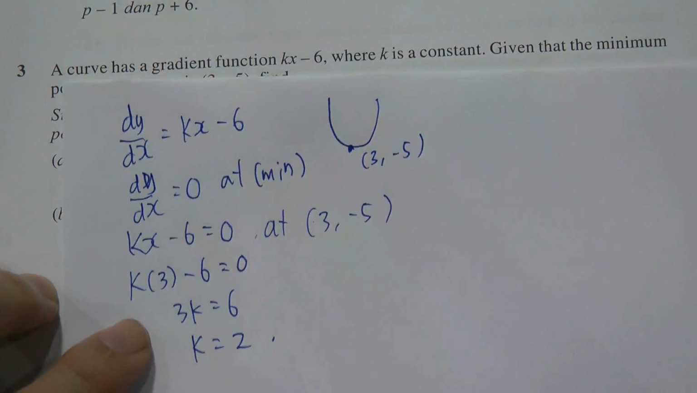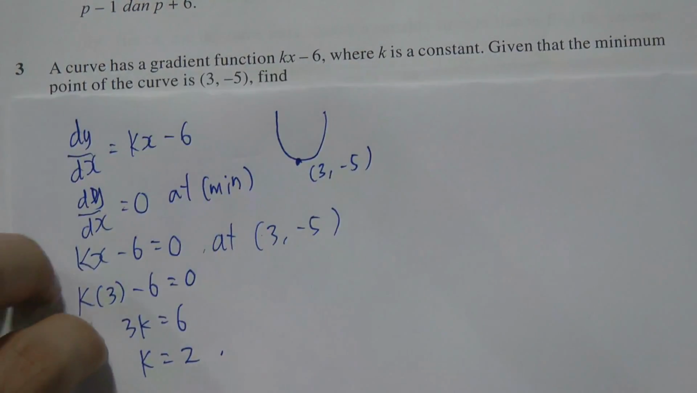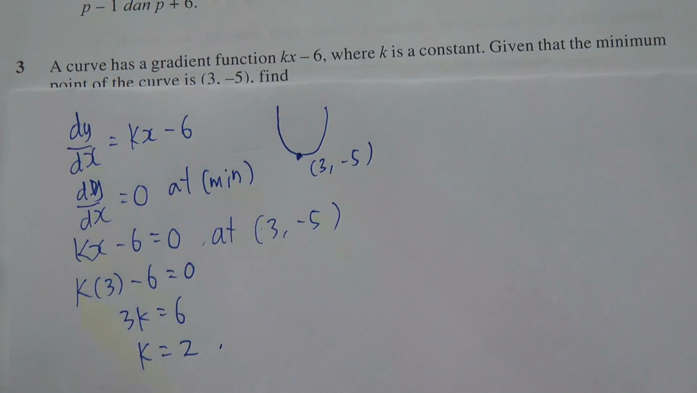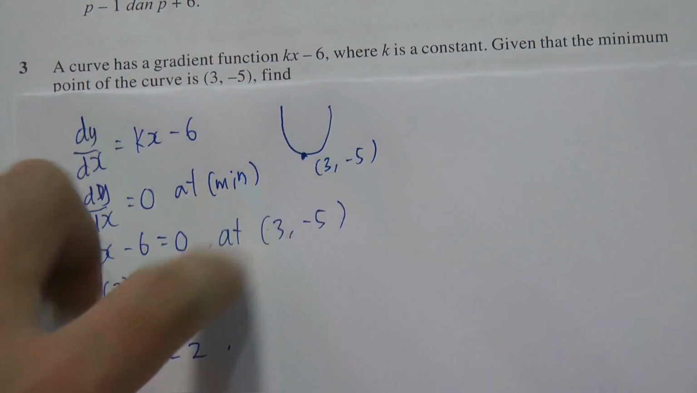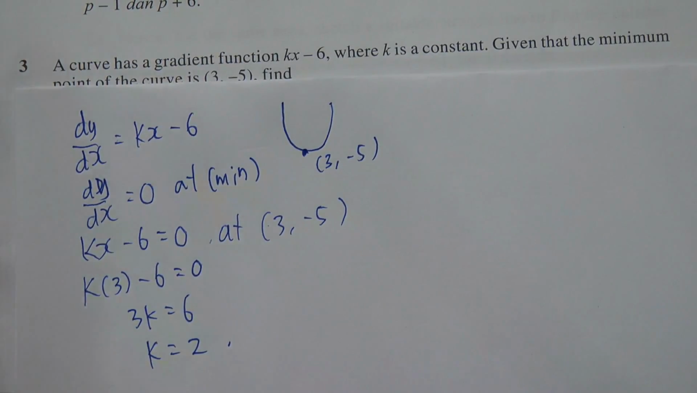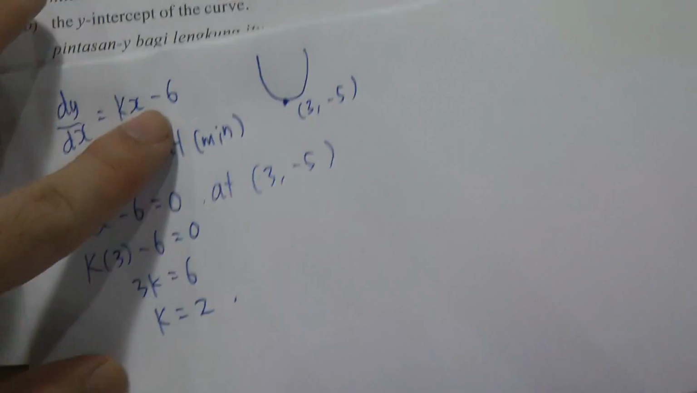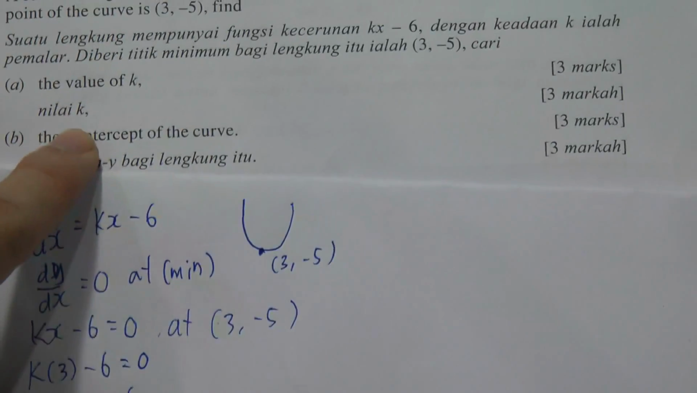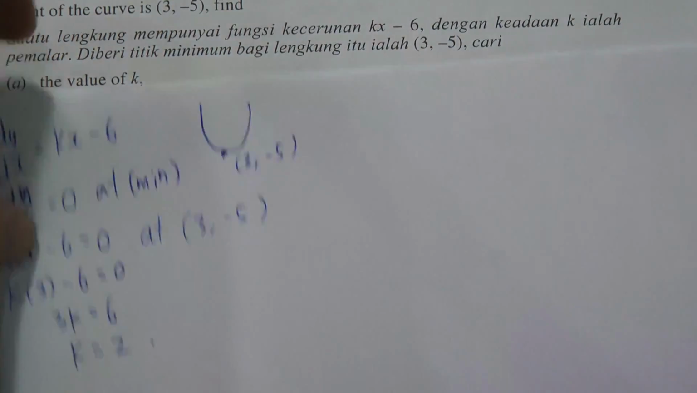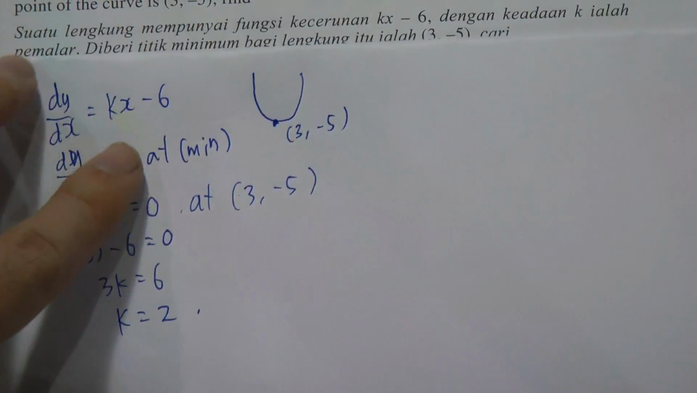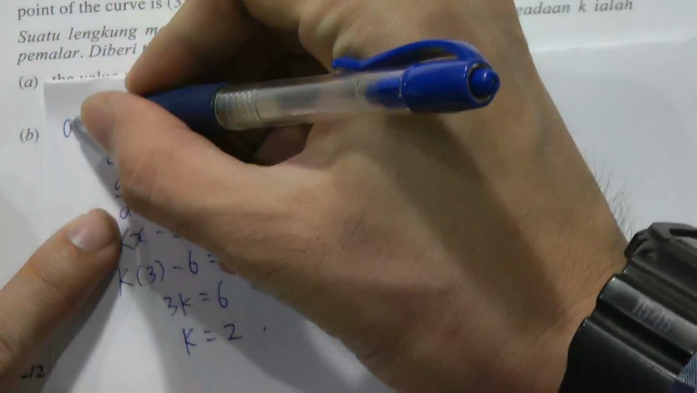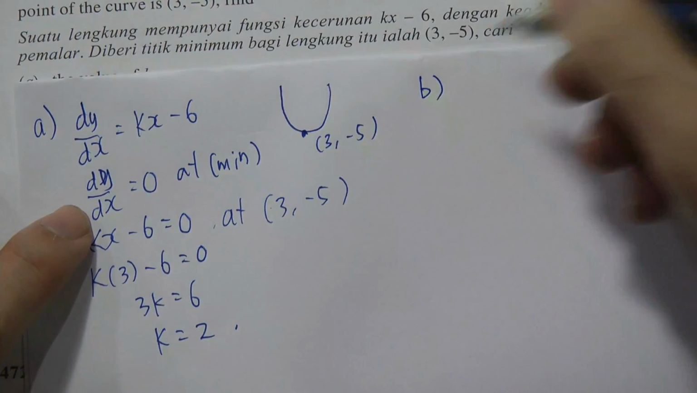That's all. As long as you understand the formula, you understand what is the meaning of gradient, and you know what is the meaning of minimum point, and then you know the purpose, it gives you the point, this coordinate, then you can easily solve this one. If you do like this, you can easily get 3 marks, because he asks you to find the value of k. Just a few steps here. Okay, this is for part A. Now we go to part B.